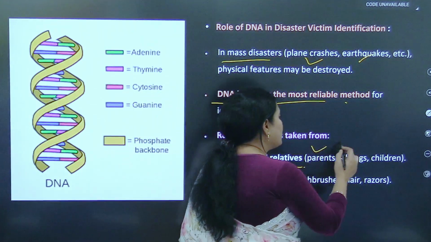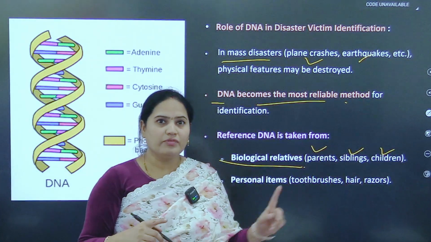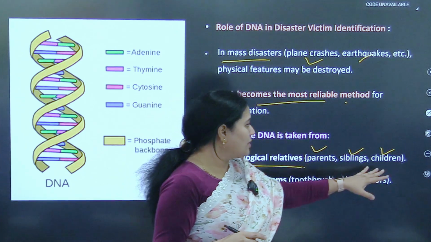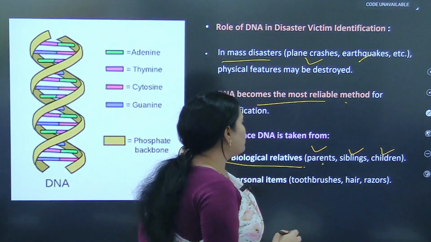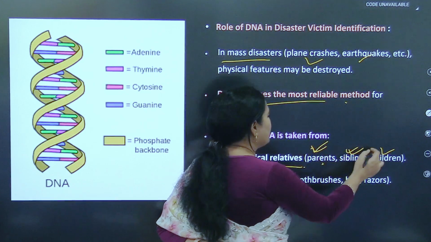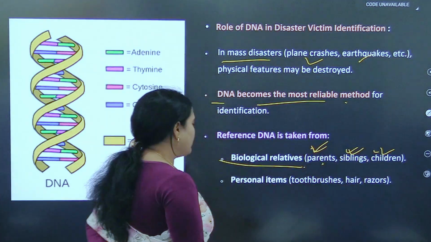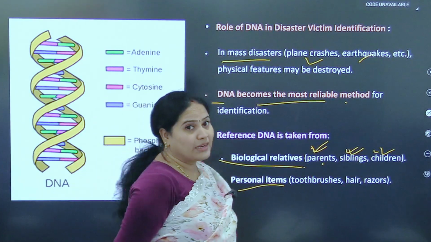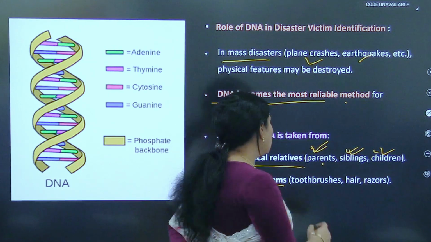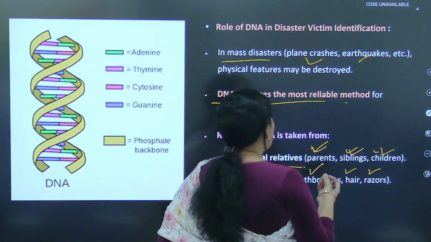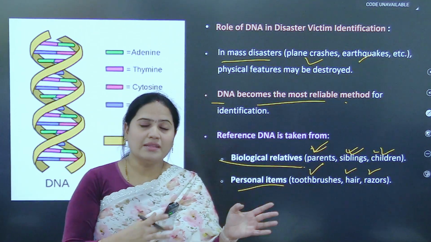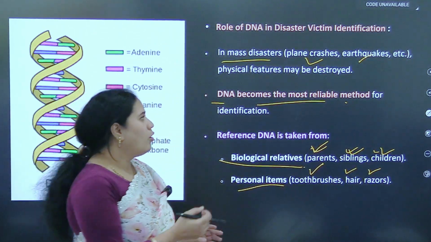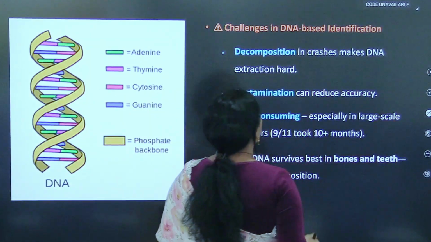They are the parents, siblings, and children. So because we share that, if children are born to the parents, then what will happen? From those people who have this blood relation, that is the parents, siblings, and children, we can identify the DNA. And of course from personal items also. So what are those personal items? Toothbrushes, hairs, and razors. Where the cells of the body are present, in this case also we can obtain the cells through which we can do this DNA identification.